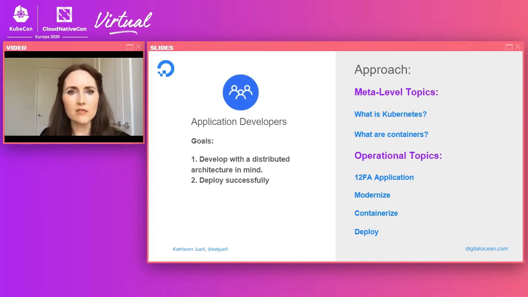So one helpful way to approach this might be to separate out larger topics like what is Kubernetes, what are containers, what are components of a distributed architecture, from what I'm going to call operational topics, like how do I extract my application configuration? How do I ensure that the app is stateless, and so on. Again, it's really important to understand the needs of your group here, what they have experience with, and what they are trying to accomplish.